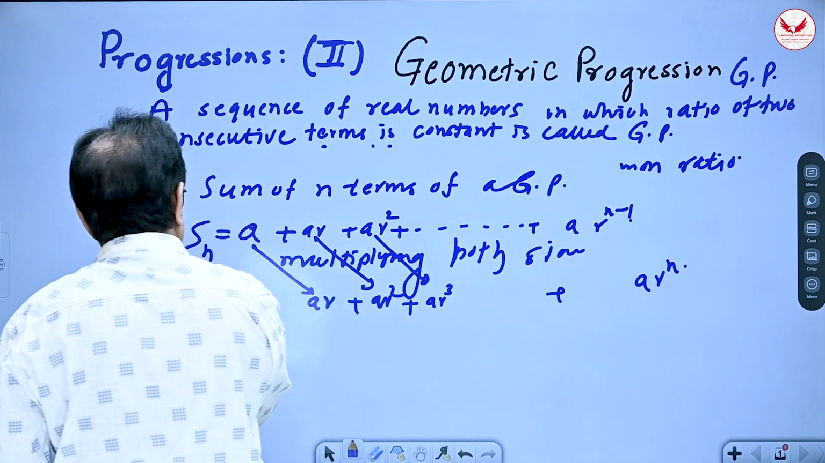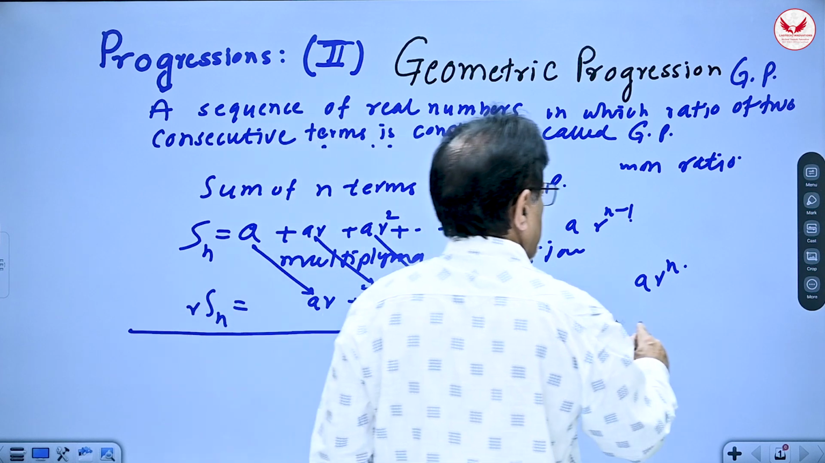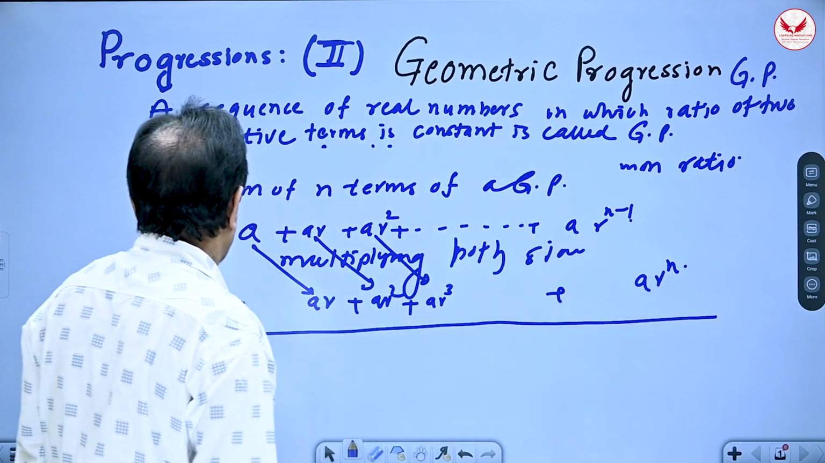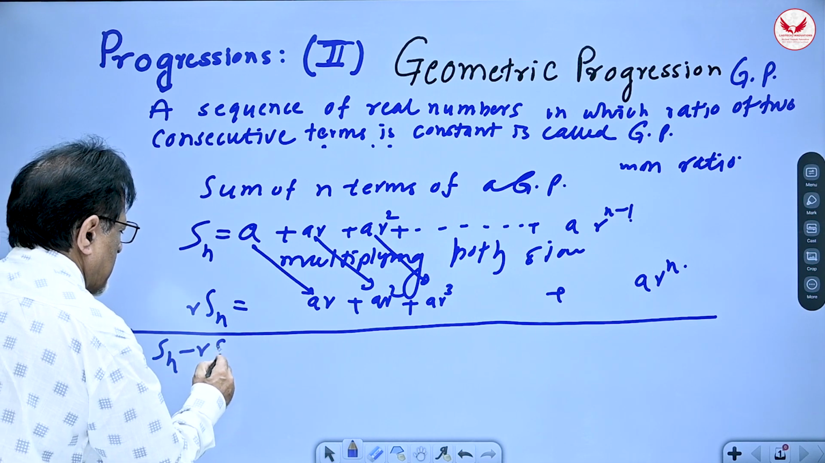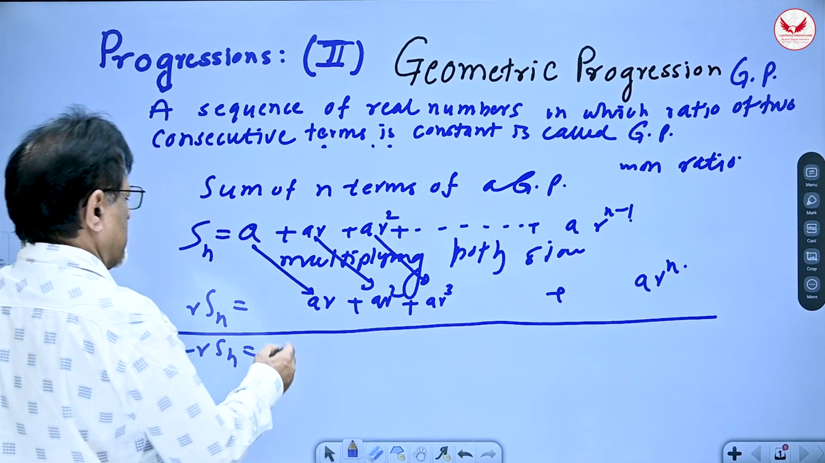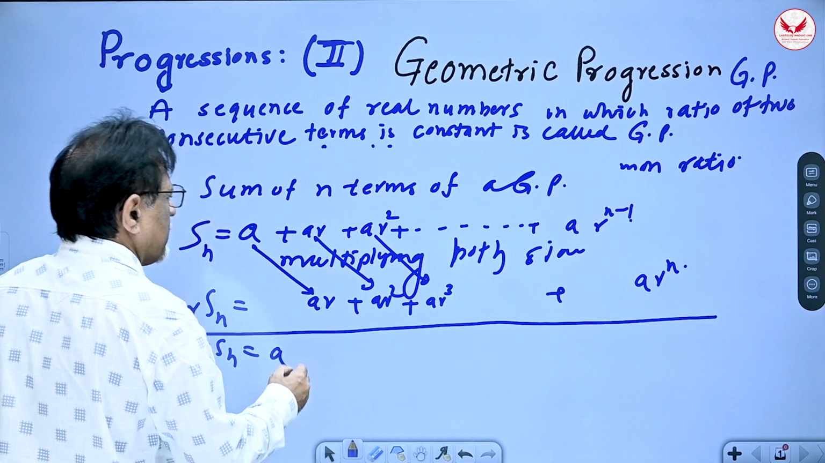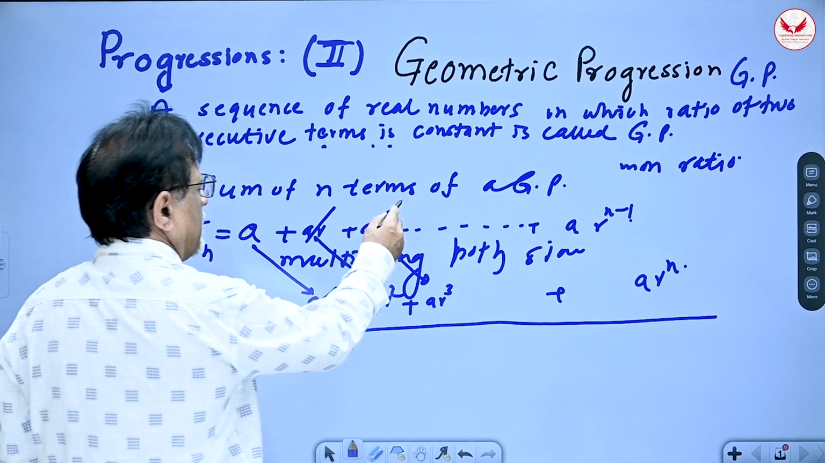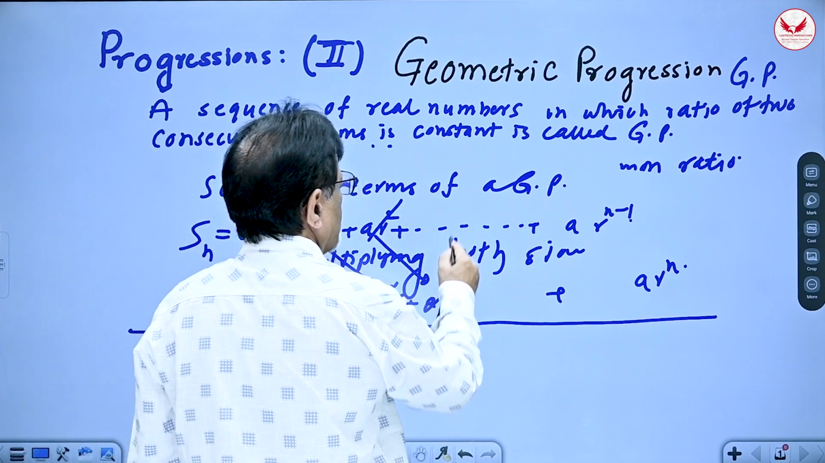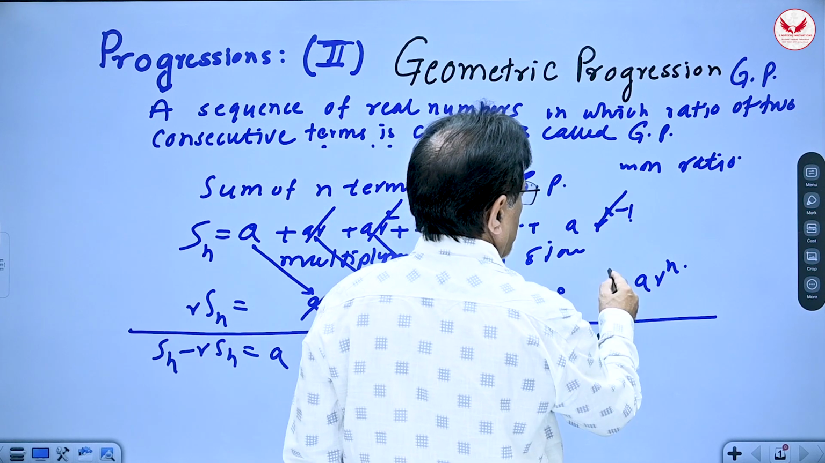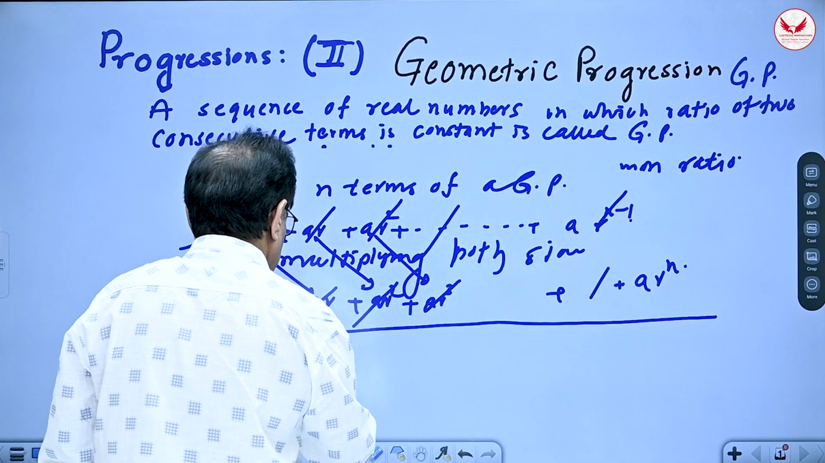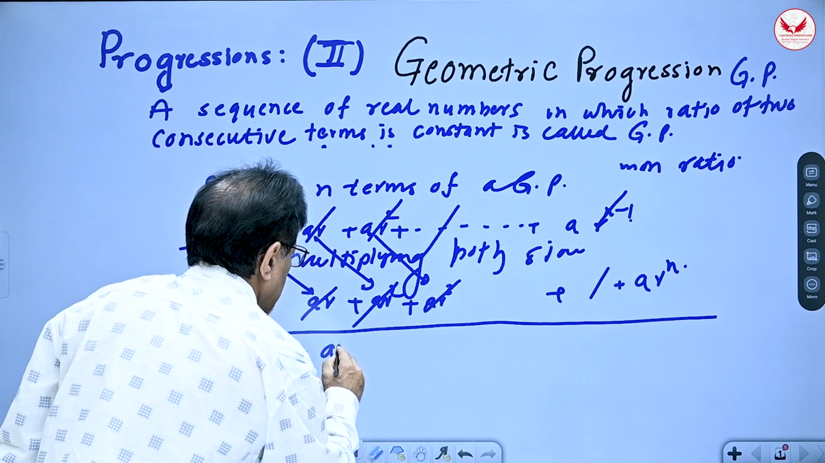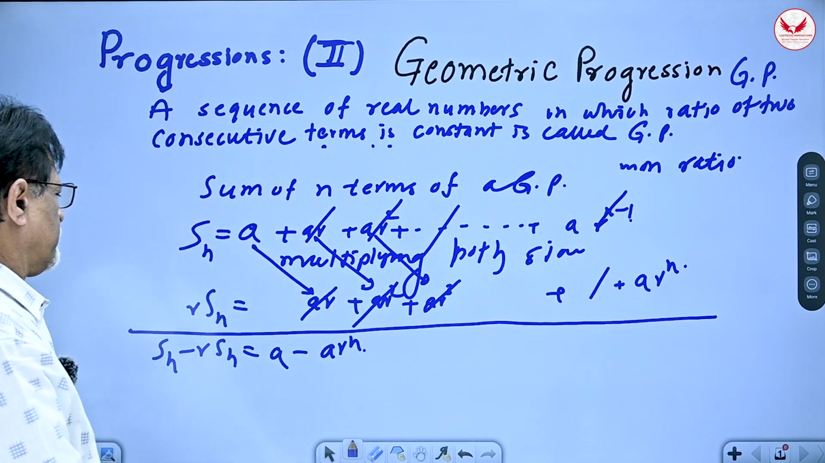Now what am I going to do? I am going to subtract these two equations. Okay? What will happen is something very magical. So it is Sn minus R times Sn. What happens here? This A remains here, right? But this AR gets cancelled, AR square gets cancelled, AR cube will get cancelled. This AR raised to n minus 1 gets cancelled with the previous term. Only this term will be left. So there are only two terms left. AR raised to n. Fantastic.